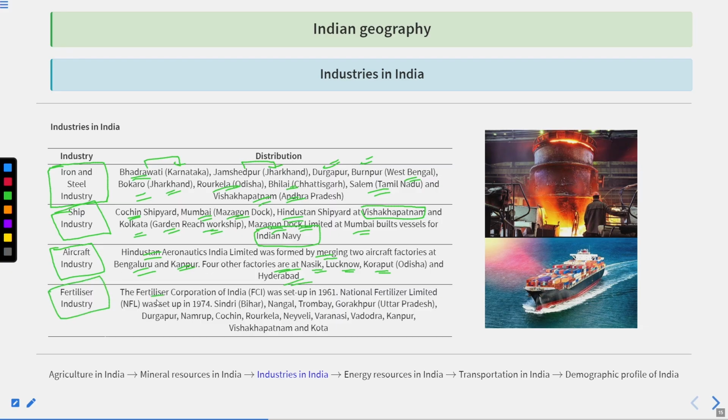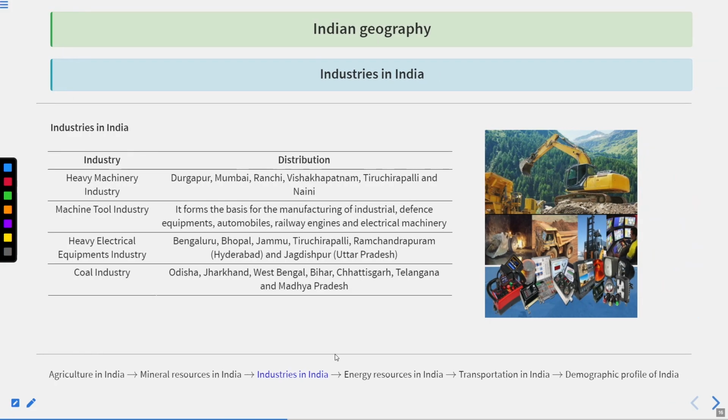Fertilizer industry. The Fertilizer Corporation of India (FCI) was set up in 1961. National Fertilizers Limited (NFL) was set up in 1974. Sindri, Bihar; Nangal; Trombay; Gorakhpur, Uttar Pradesh; Durgapur; Namrup; Cochin; Rourkela; Neyveli; Varanasi; Vadodara; Kanpur; Visakhapatnam; and Kota. These are the other major industrial zones for the fertilizer industry.